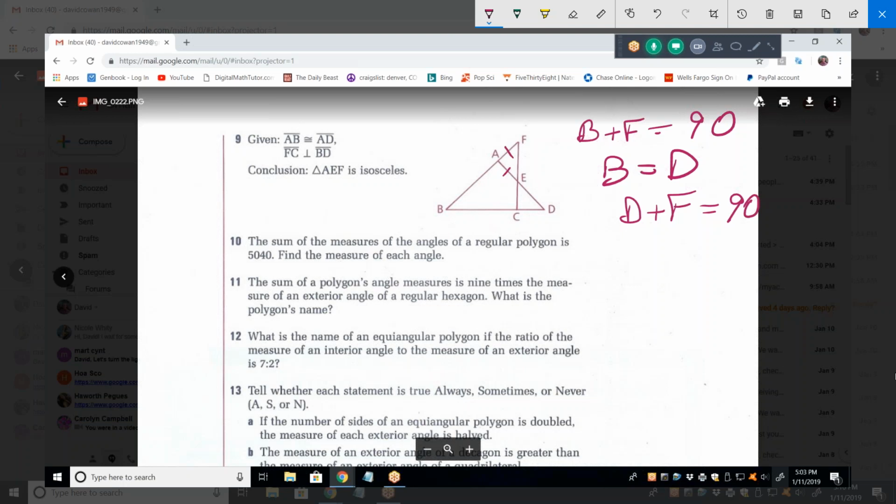We know that FEA is a vertical angle of DEC. Right. These two here are definitely equal. Again, this looks like one of those problems where you could write down a bunch of equations. In other words, I know that B plus F is equal to 90. That's an equation I can write down. I know that AB equals AD. That's an equation I can write down.